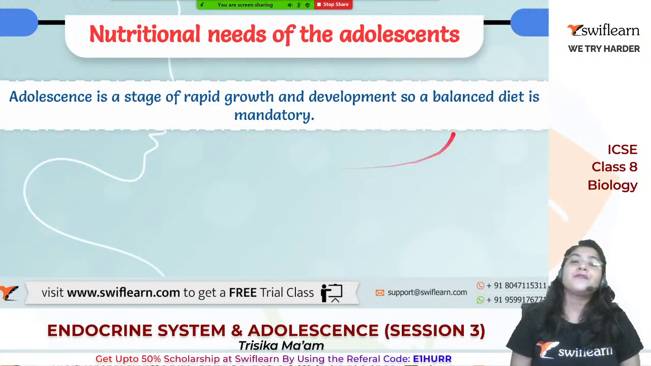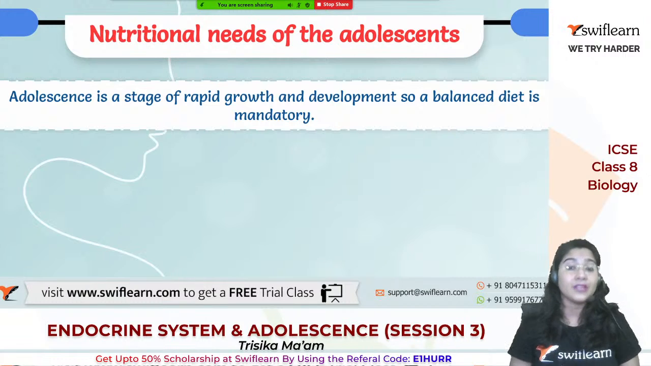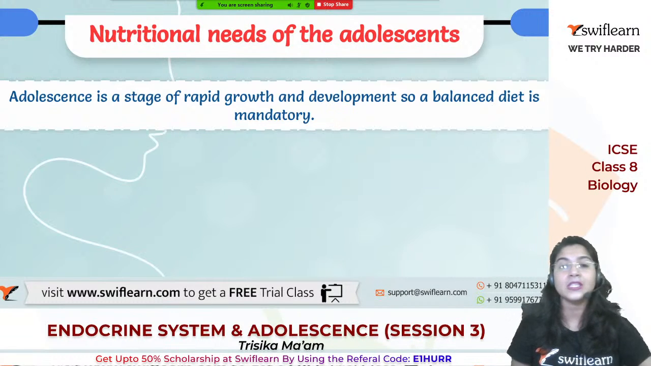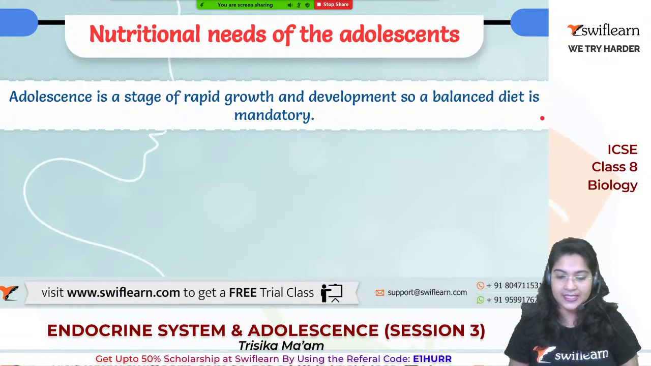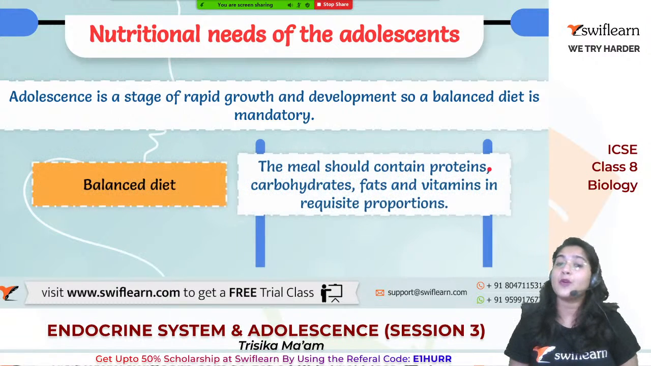So first of all is our nutritional need. Our body needs a lot of different types of nutrition for our total growth and development. And as you already know, adolescence is a stage where the main growth and development, not only physical, mental, psychological, everything, will take place during this adolescence. Fine. So we have to take a proper balanced diet for maintaining that.